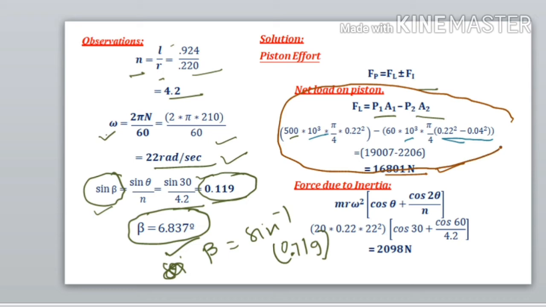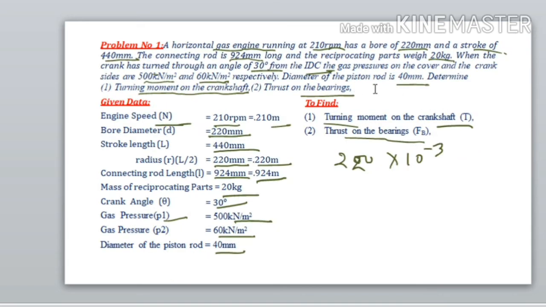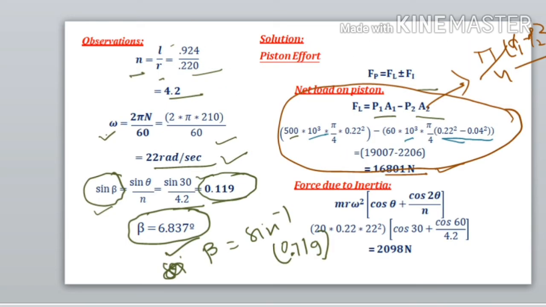So how to find the A2 here? A2 will be pi by 4 into d1 square minus d2 square, where d1 is the total diameter of the cylinder and d2 is the diameter of the piston rod. So the final answer is 16,801 Newton. Force due to the inertia, we know that the formula is m r omega square into cos theta plus cos 2 theta by n.